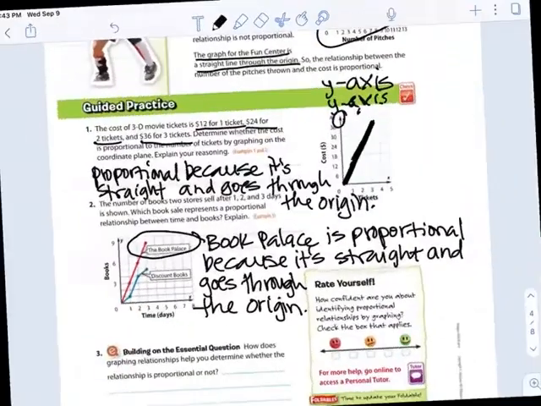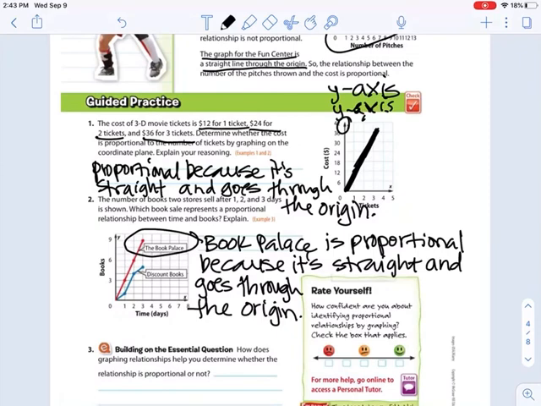Okay, so remember, if we have a graph to determine if it's proportional or not, then we have to make sure that it is straight and it goes through the origin.